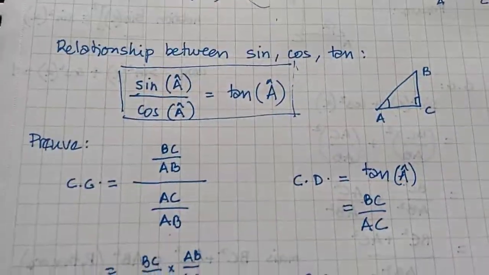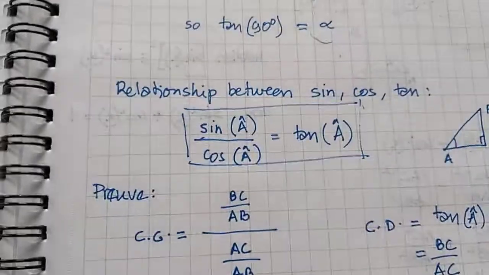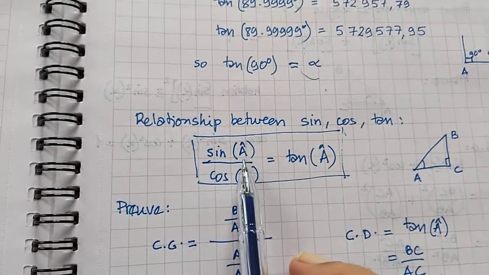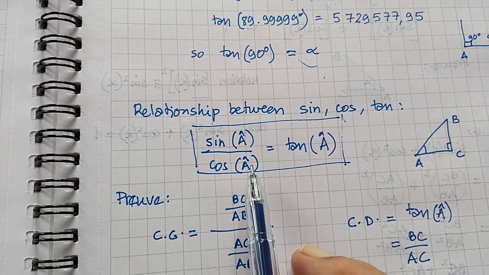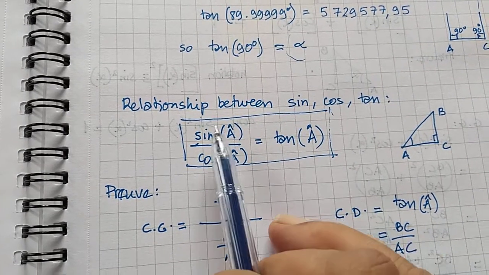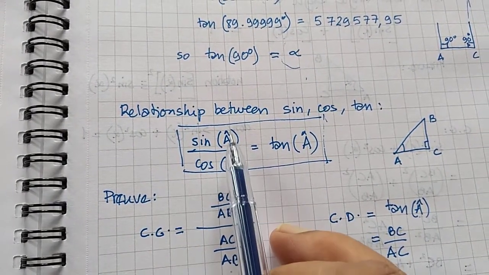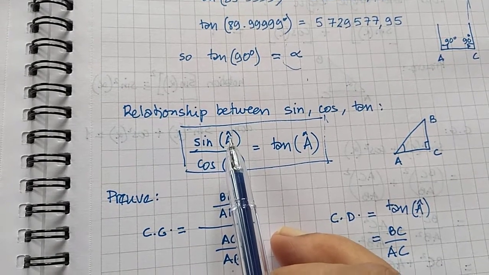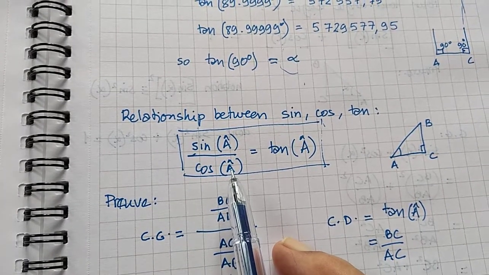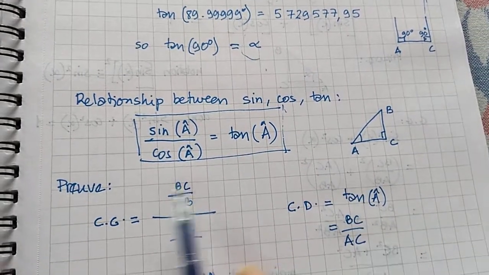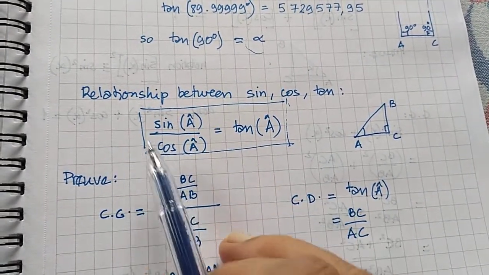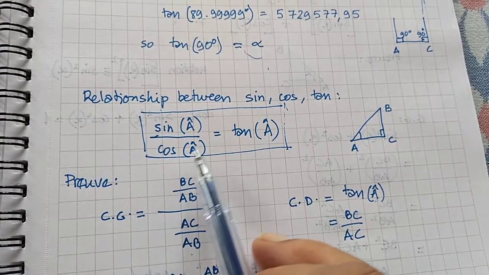Now we come to a very common relationship which says sine of A divided by cos of A is equal to tan of A. This is for any angle A. Sine of 25 degrees divided by cos of 25 degrees is equal to tan of 25 degrees. How do we prove this? Okay. We will take the left side. We won't do two things together. We will take the left side.